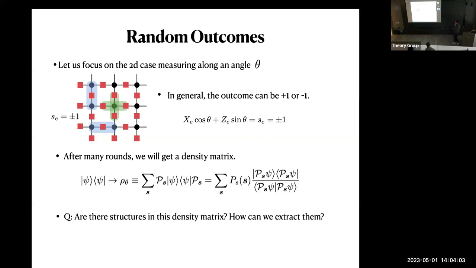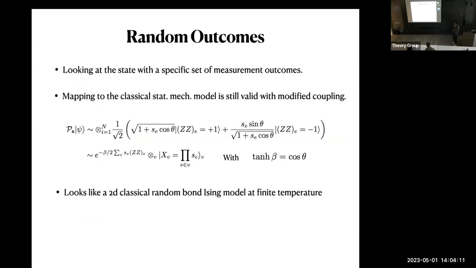And to do that, let's look at a specific outcome, which is labeled by S, the measurement outcome of the link variable. For that specific outcome, it's still an exactly solvable model, and we can map that wave function. And it turns out that the wave function with that specific outcome is also similar to the classical Ising model.